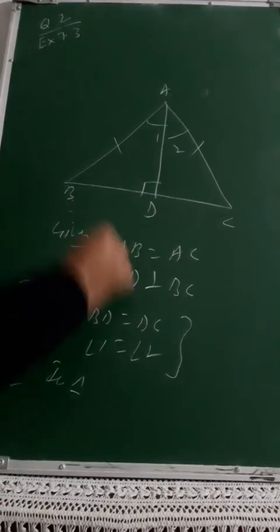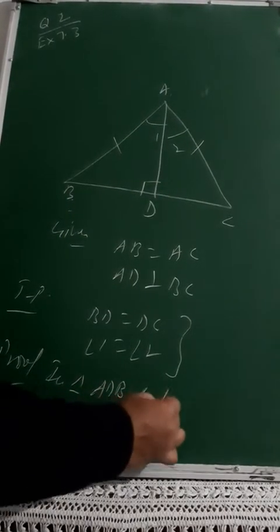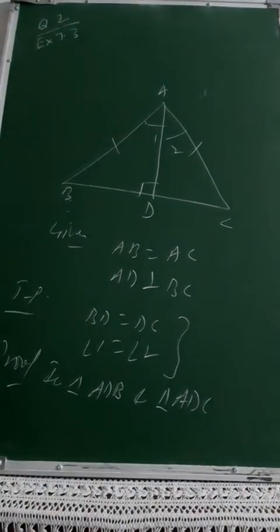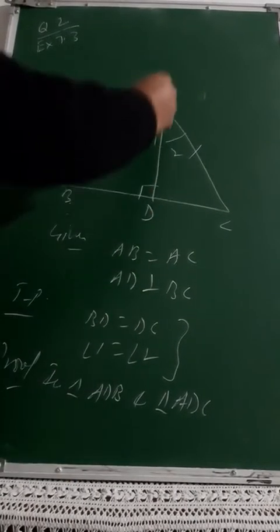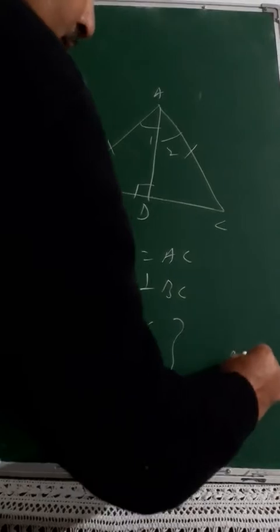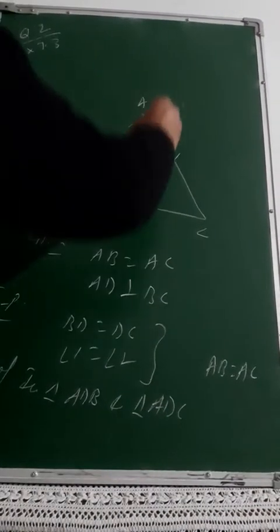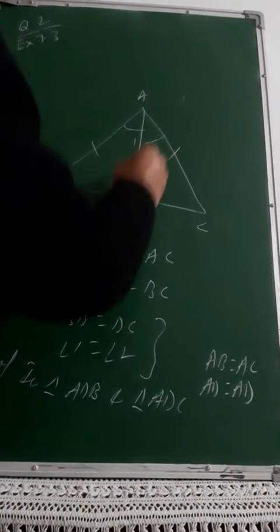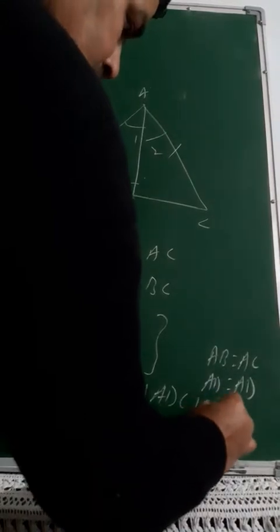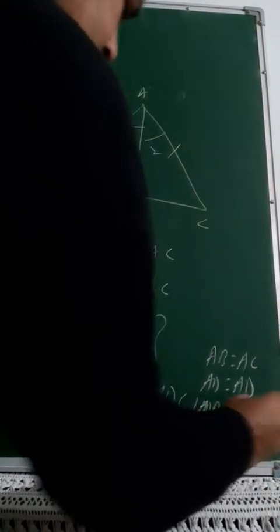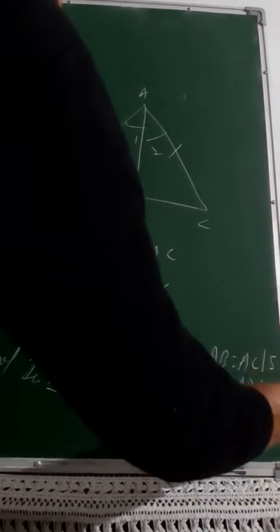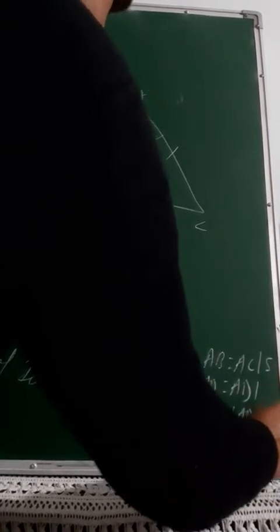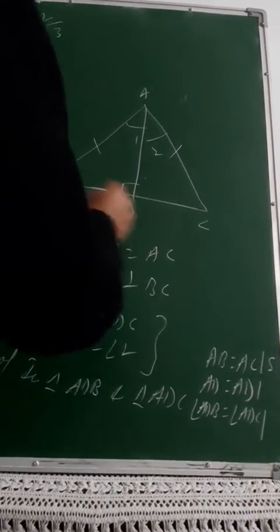In triangle ADB and triangle ADC, here AB is equal to AC, that is given. Then AD is equal to AD, which is your height, a common side. And your angle ADB will be equal to angle ADC, that is of 90 degrees.